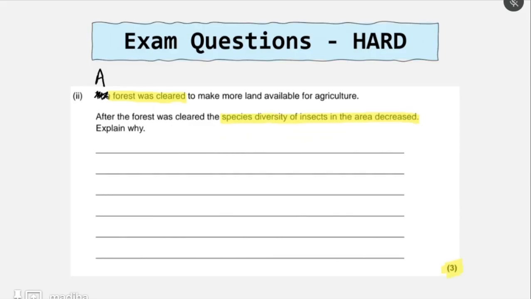If you remember from the slides, there are 3 kind of negatives for different agricultural things. So how does the forest being cleared affect the insects in the area? What is it that insects need in the area? Just to give you something to think about while you write your answer. Again, I know it says 3 marks, but it isn't a long answer, it's quite short. So I'll give you a couple of seconds and then we'll go through the answer.